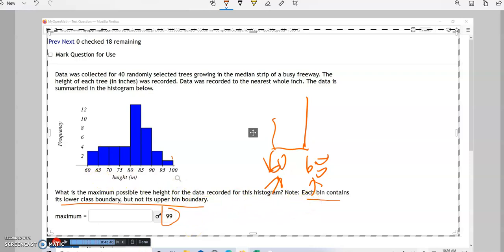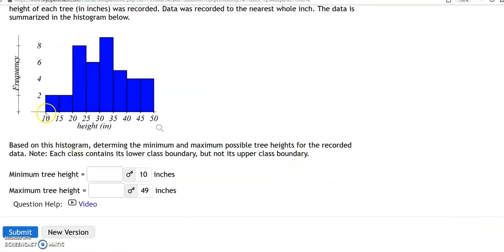Again, each of these is 10, 11, 12, 13, and 14 would be the height for the first class, then 15, 16, 17, 18, 19 for the second class. So the lowest is 10, but the highest is 49, not 50, because the last class contains 45, 46, 47, 48, and 49.